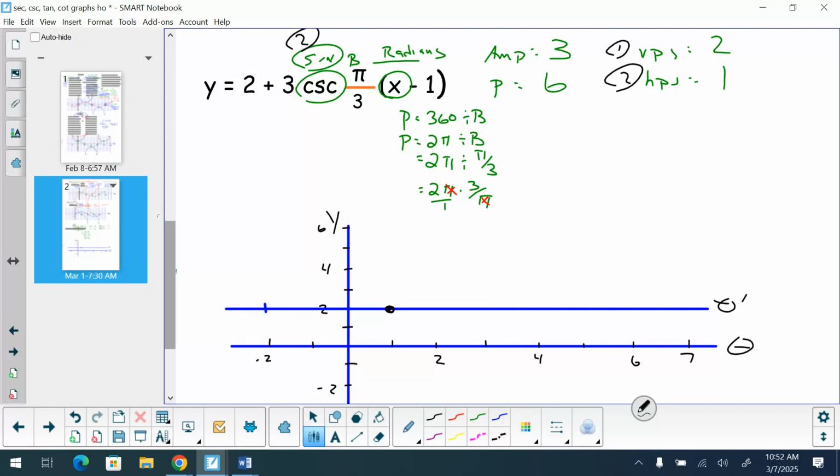Period now is a value of 6. So every 6 spaces, I'm going to be at the exact same spot. So at 7, I'll be there. Halves: halfway between 1 and 7 is 4. Halfway between 1 and 4, 2.5 will be at a peak, which is up at 5. And between 4 and 7 is 5.5, which will be at a valley at -1.